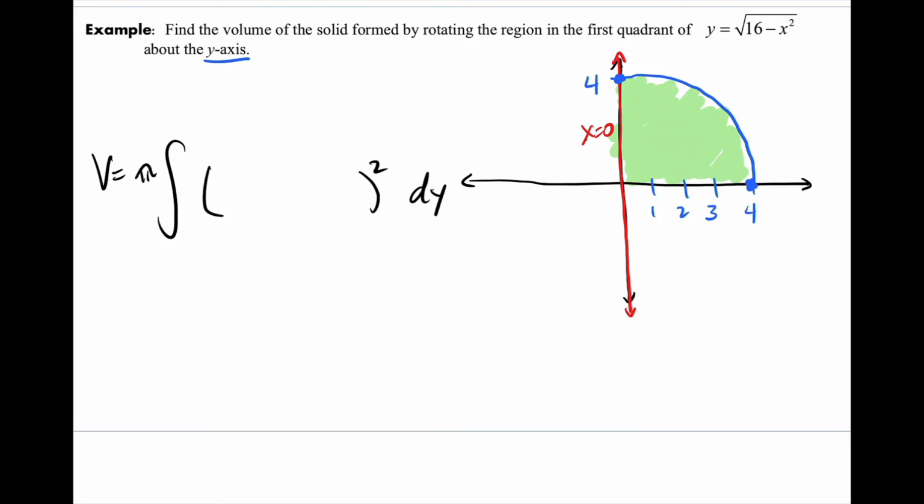Okay, so the volume of this shape here is bounded by the graph y equals square root of 16 minus x squared. Okay, so this is this guy here, only the first quadrant though. We only care about the first quadrant. And it's going to rotate about the y-axis. The y-axis is a vertical line, so that means it's going to rotate this way, side to side. Okay, so that means it's dy.